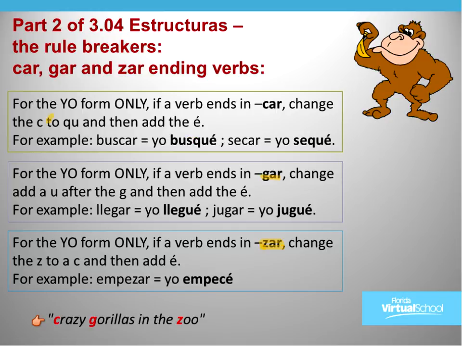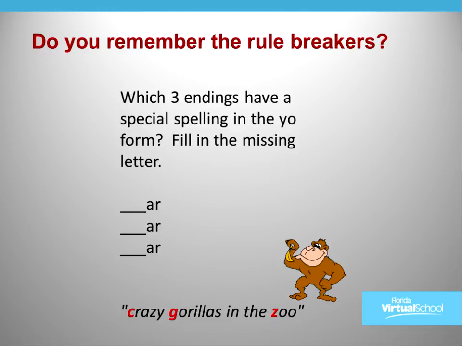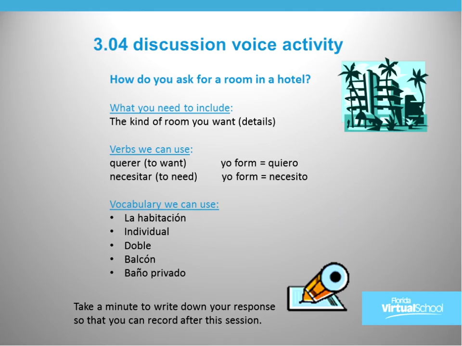This is the little mnemonic device that helps you remember it's verbs that end in CAR, GAR, and ZAR. Crazy gorillas in the zoo. What they want you to know is that those verbs have irregular endings in the yo form only. So the CAR changes to a QUE, the GAR changes to a GUE, and the ZAR changes to a CE. All of those get an accent mark over the E. So again, for 3.04, you want to spend time in the Estructuras tab, Part 1 and Part 2. I'm going to keep moving here because I want to go quickly. I'm going to skip this slide.